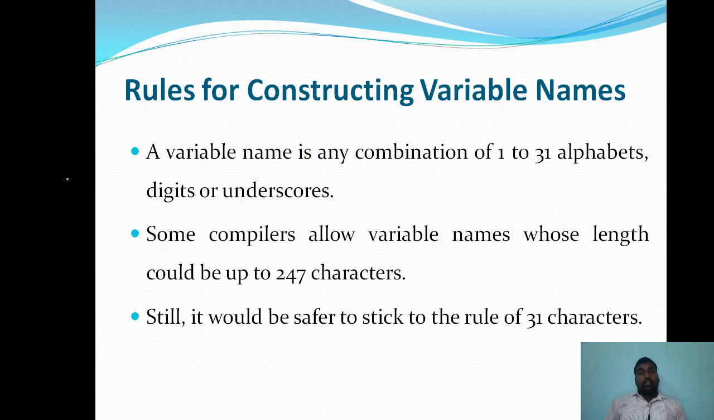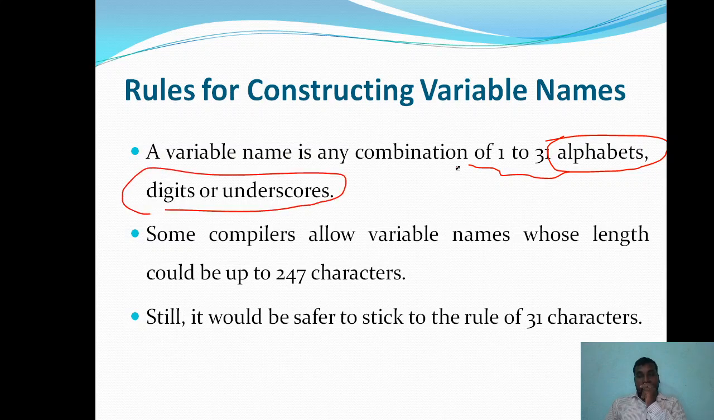Now, the rules for constructing variable names. While giving a name to any variable, that name must follow these rules. You can use any number of alphabets, digits and underscores, and the length of the combination must be between 1 and 31. The variable name may contain from 1 to 31 characters.